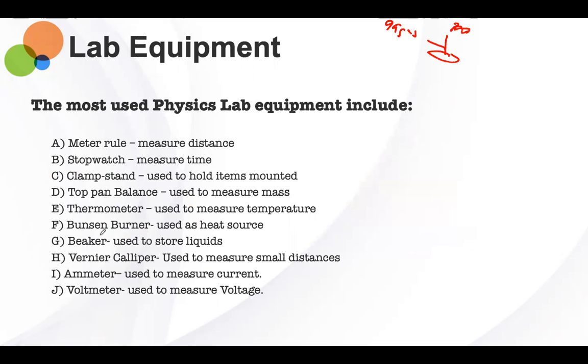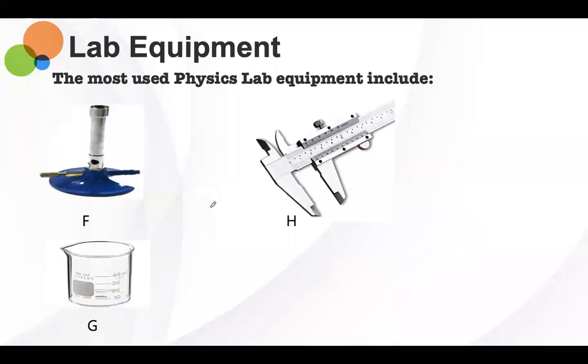And we have a beaker, right? Beaker would be this one here. This is used to store liquids. We don't really use this one to measure the volume of a liquid. We use it to store liquid, right? Because we mainly use it as a cup. We have other equipment here to measure liquids, right?